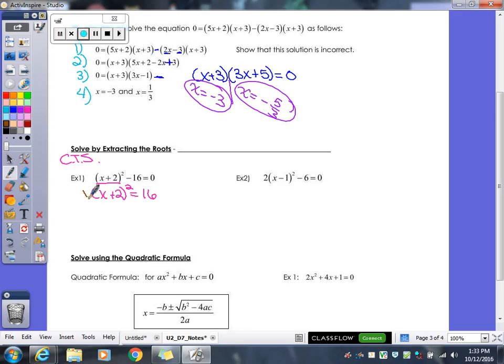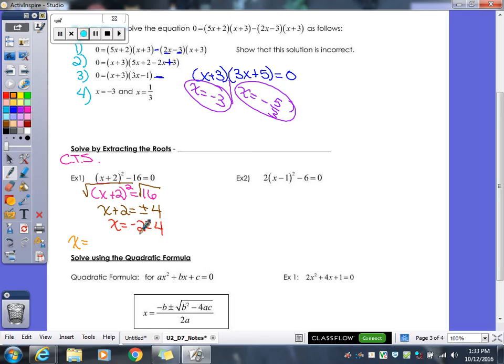Then take the square root of both sides. So we would get x plus 2 equals plus or minus 4 because your radical cancels out the squared that was there. Then subtract your 2. So we would have negative 2 plus or minus 4. And then we just have to simplify because we can't leave it like that.